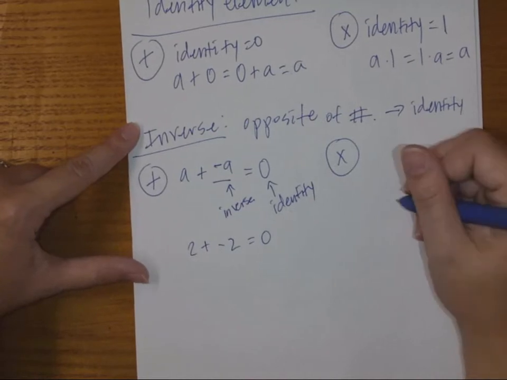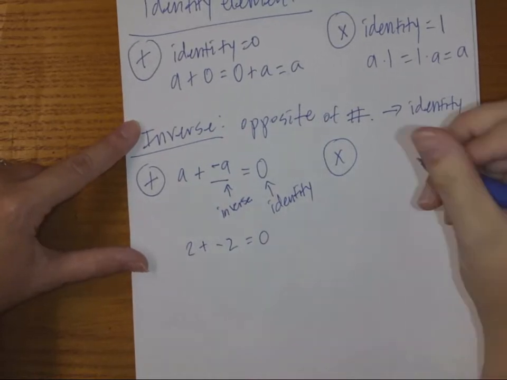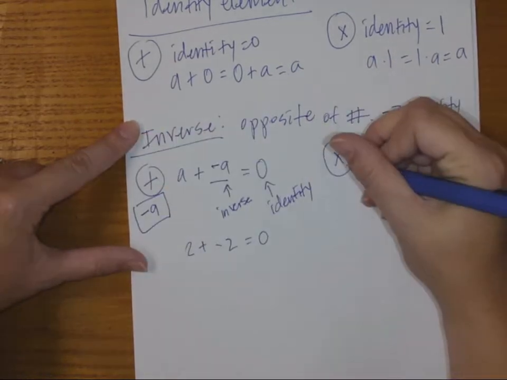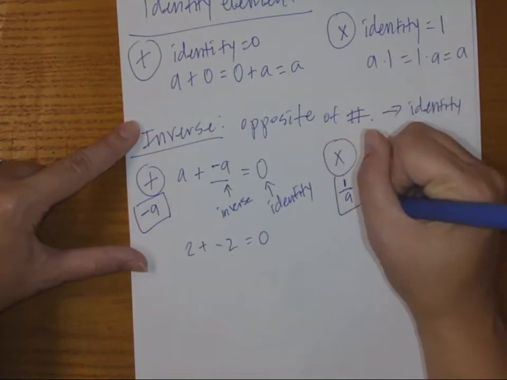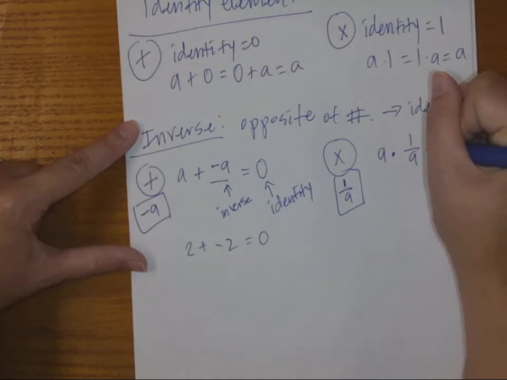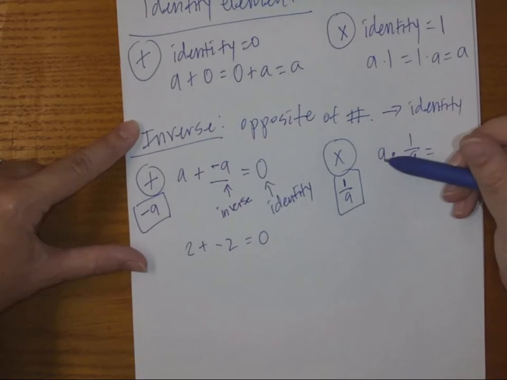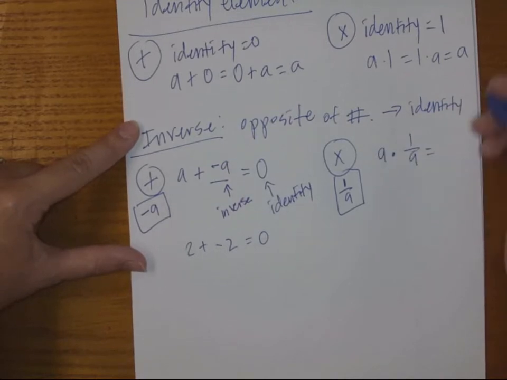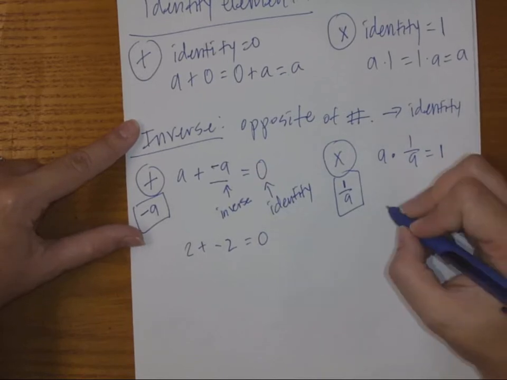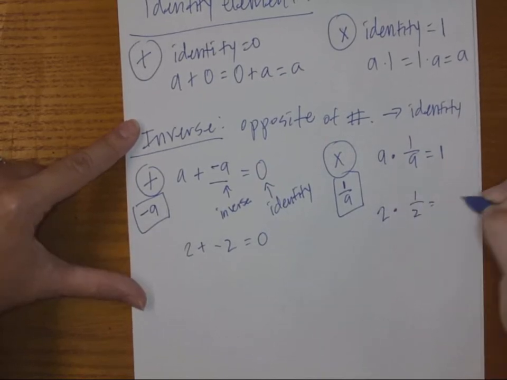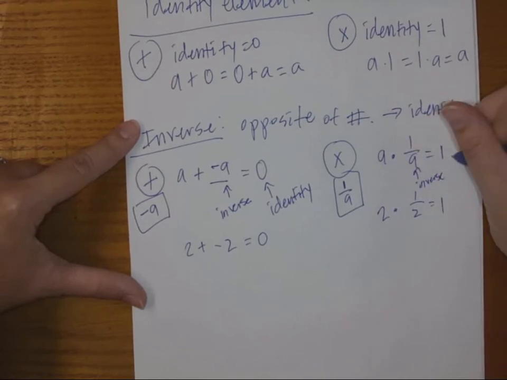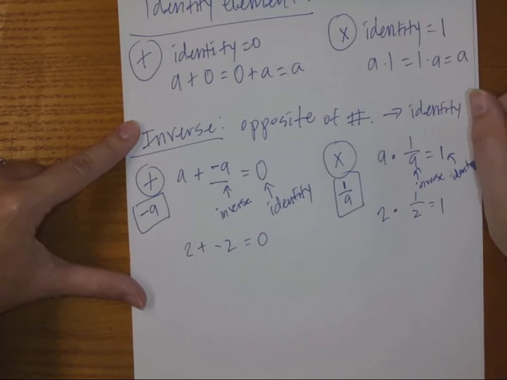For multiplication, the inverse is actually the reciprocal. Okay, so for addition, the inverse is a negative. For multiplication, it's the reciprocal. For example, A times 1 over A gives me, multiply across the top, multiply across the bottom, A divided by A, which is 1. So for example, 2 times 1/2 gives me 1. This is my inverse, and 1 is my identity.